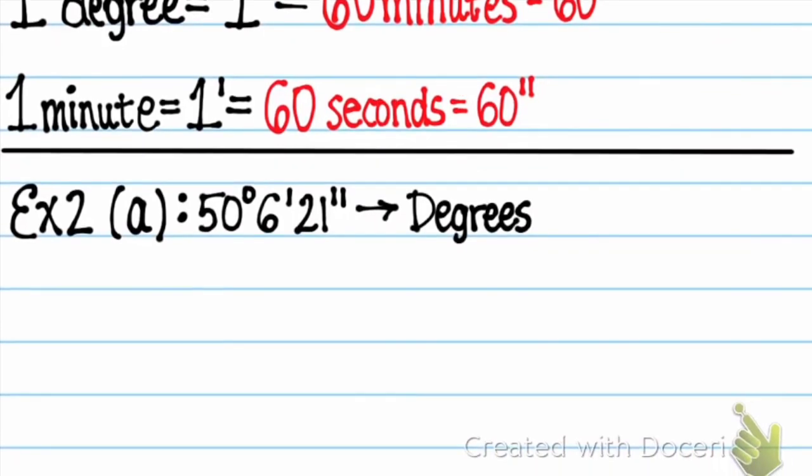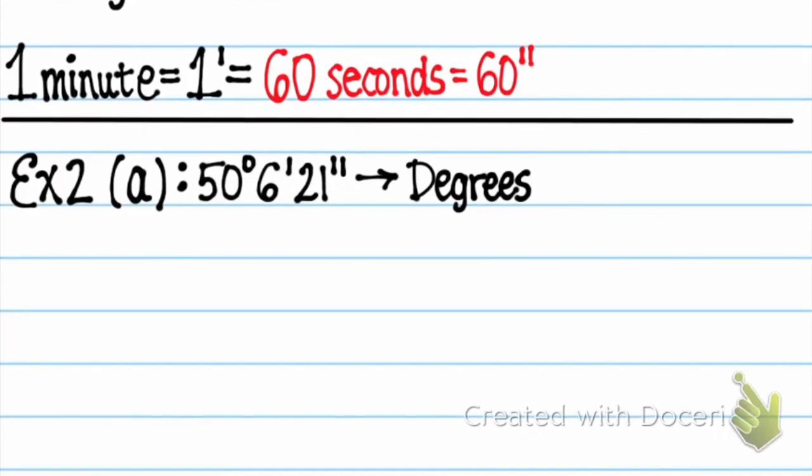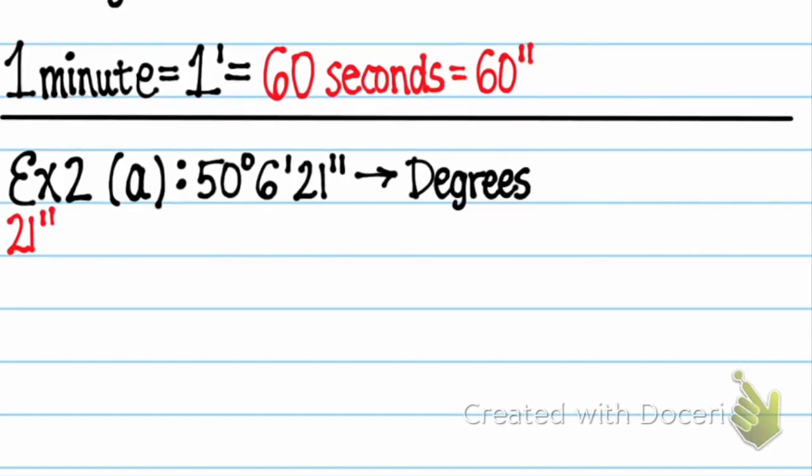We have 50 degrees, 6 minutes, and 21 seconds. In order to convert this to just degrees, a decimal value of degrees, we're going to begin all the way on the right with the seconds. We're going to figure out what seconds is as a decimal of minutes, and we'll tack it on to the existing minutes. 21 seconds is going to start off our dimensional analysis.